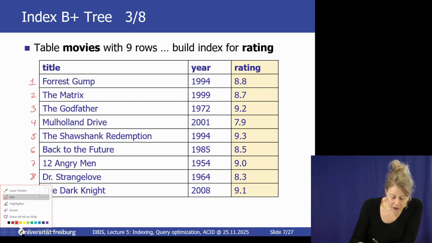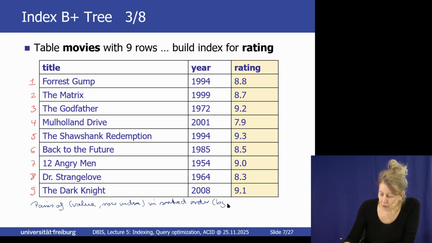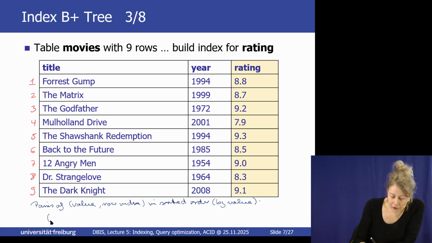So now what I want is the pairs, let me write this here, pairs of value. So value is the rating, and row index in sorted order, and sorted by value. Okay, and let's do that.